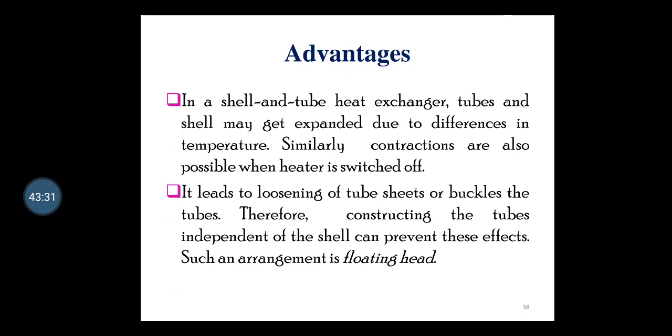The advantage of this floating head two pass heater: in a shell and tube heat exchanger, tubes and shells may get expanded due to the difference in temperature. Similarly, contraction is also possible when the heater is switched off. This leads to loosening of tube sheets or buckling of the tubes. Therefore, constructing the tubes independent of the shell can prevent these effects, and such an arrangement is called a floating head.